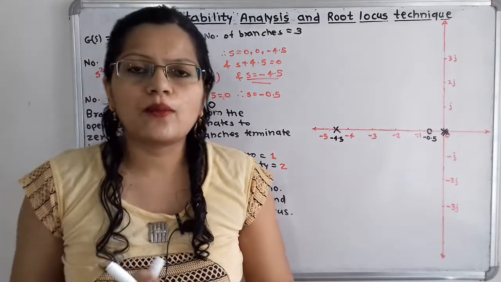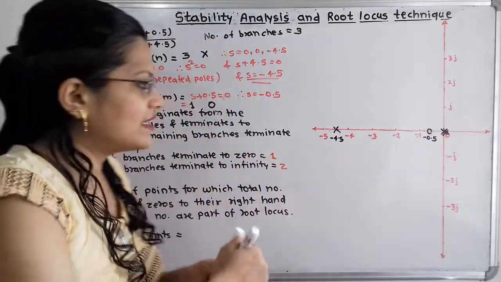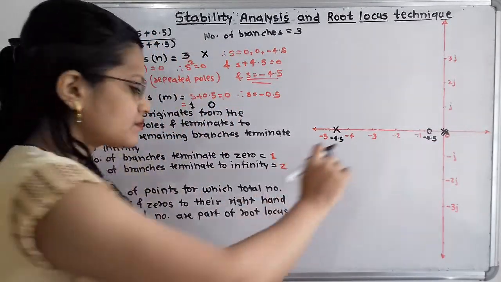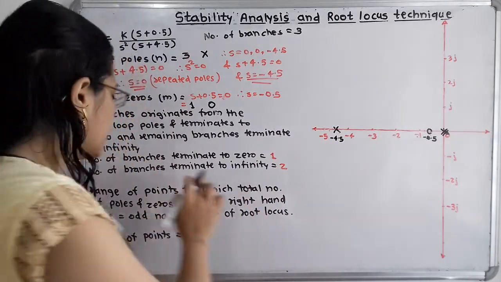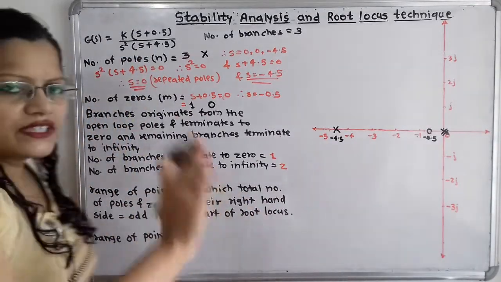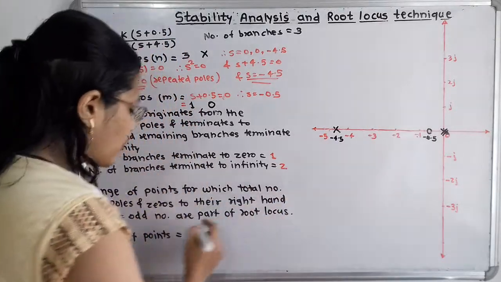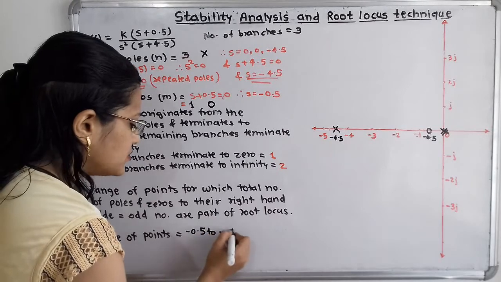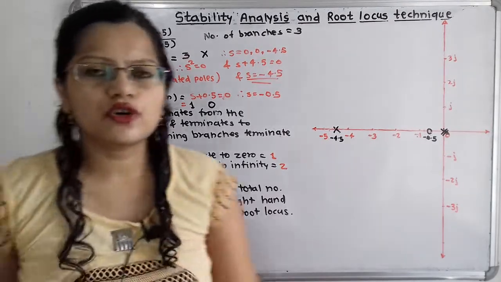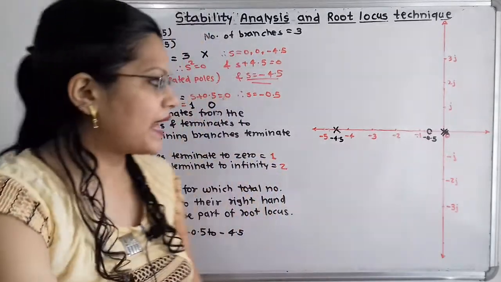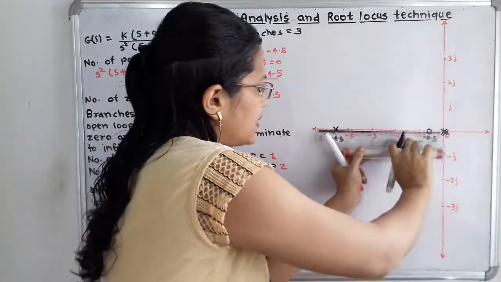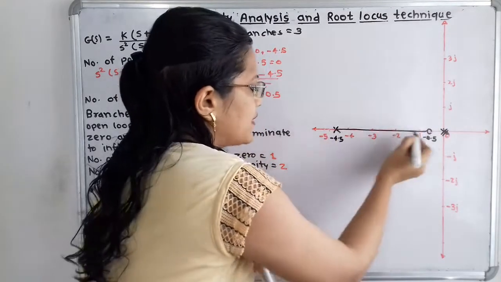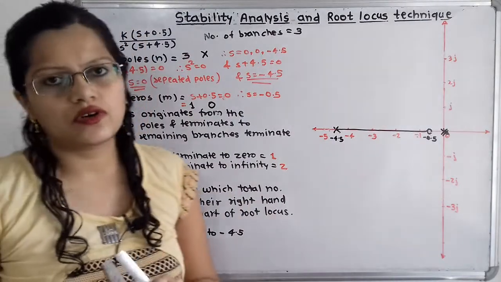So what is the range of points which is part of the root locus? That is between minus 0.5 and minus 4.5. So we have to write this range. The range of points which is part of the root locus is from minus 0.5 to minus 4.5. Now I will show this range of points with the help of a black marker. I will make one line here. So all these points are part of the root locus.